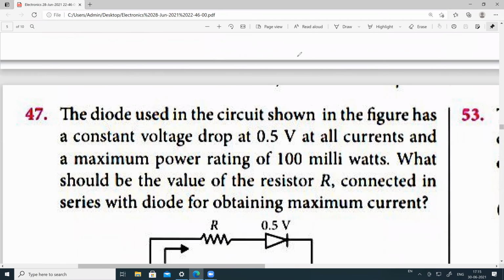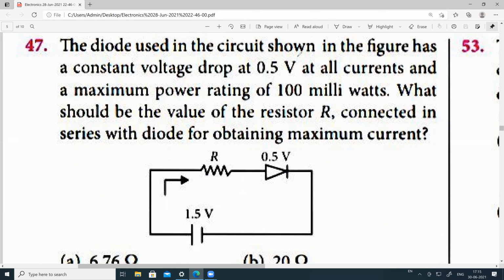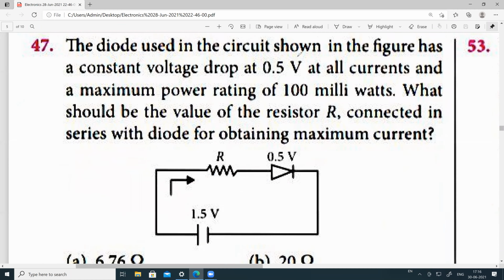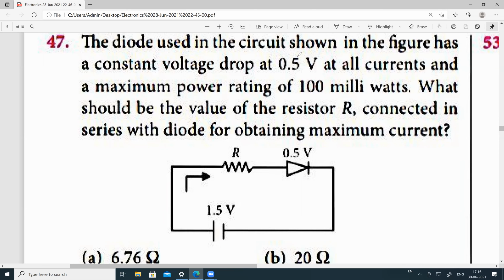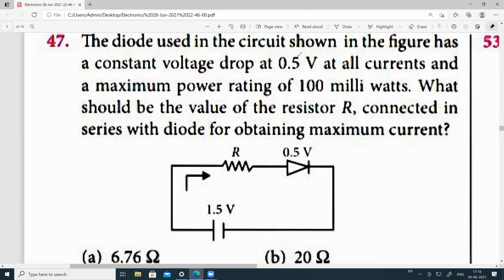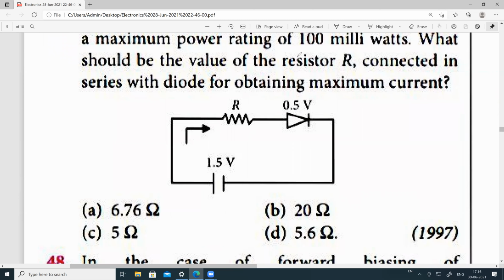Forty-seventh one. The diode used in the circuit is already shown. It has a constant voltage drop of 0.5 volt at all currents and a maximum power rating of 100 milliwatts. What should be the value of the resistance R connected in series with the diode for obtaining maximum current? They have given four options: 6.76, 20 ohm, 5 ohm, and 5.6 ohm.